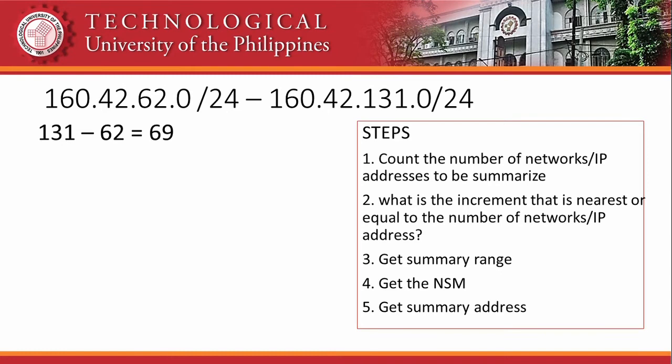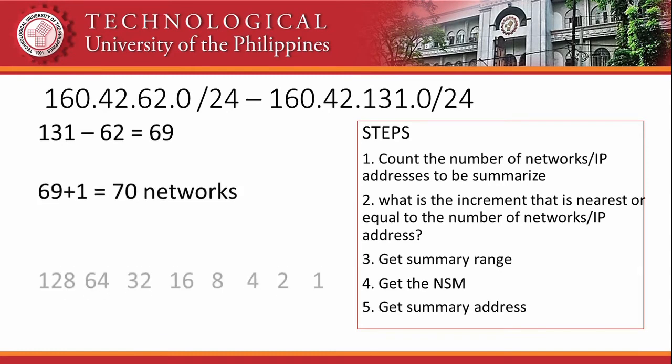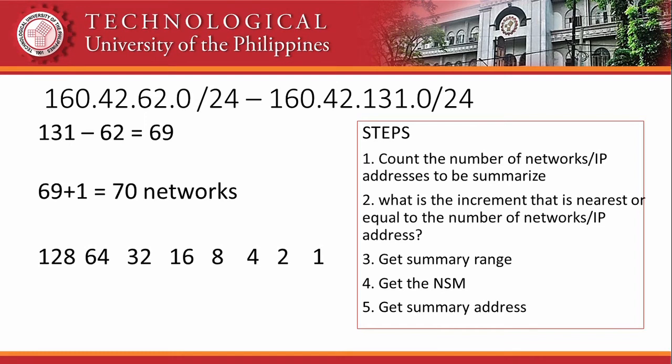First step is to count the number of networks. We have 70 networks, but this time, wala nang sasakto na increment. Yung 70 network, it is in between 64 and 128. So, ano dyan yung gagamitin natin na increment? Looking at the step number 2, ano sabi? Ano daw yung increment na sakto yung bilang ng network address or malapit? Walang sinabi kung higher or lower value. So basically, pwedeng gamitin yung kahit ano sa dalawa.